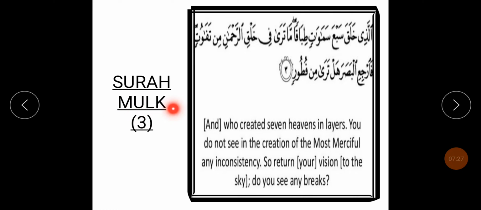Now we have the third surah, Mulk, ayah number 3. He who created seven heavens in layers. You see no discrepancy in the creation of the Compassionate. Look again, can you see any fault?